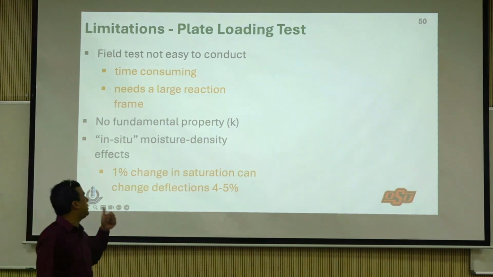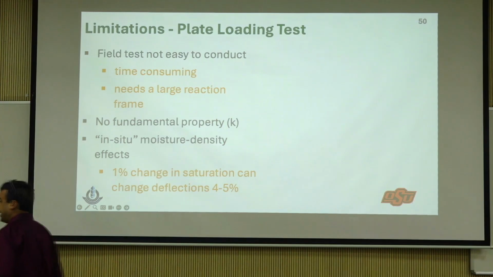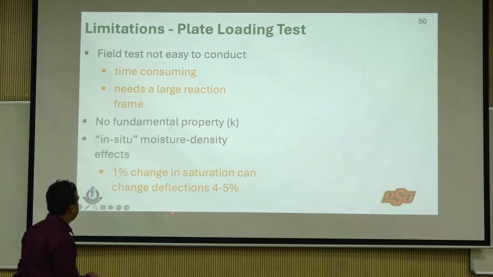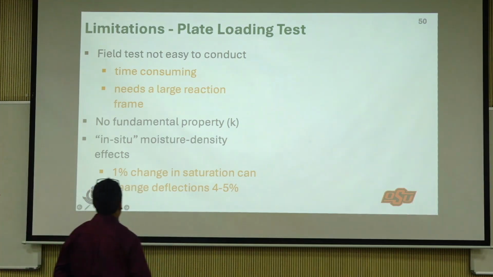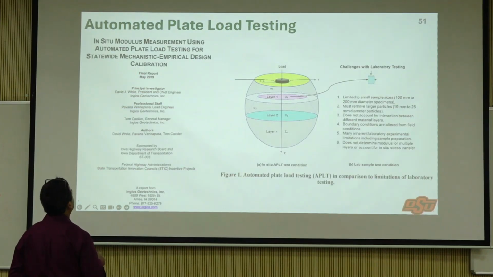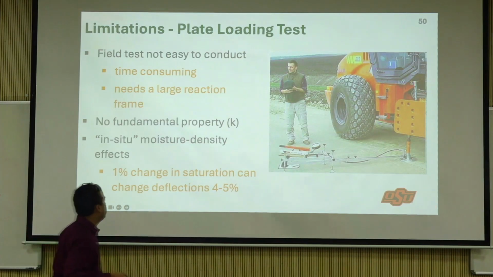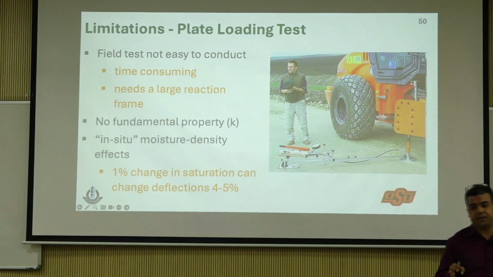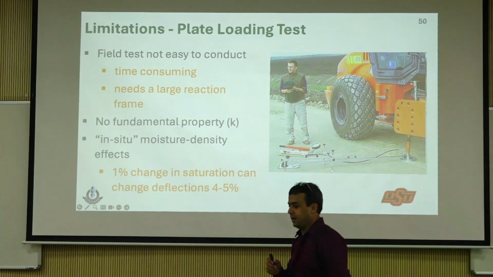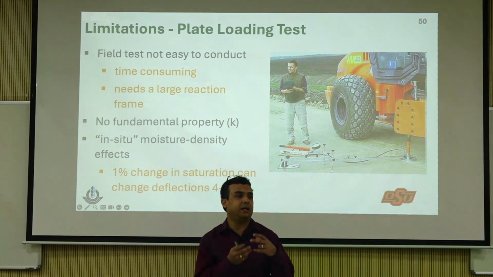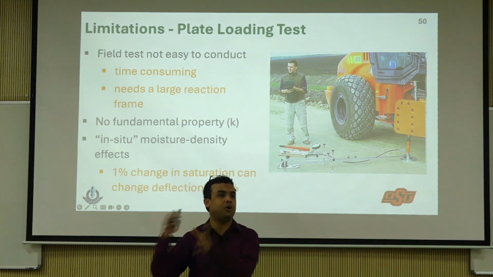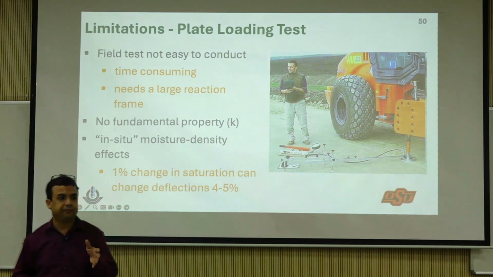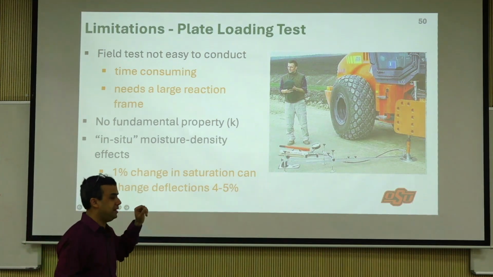Limitations: not easy to conduct, time consuming, needs a large reaction frame. Again, not a fundamental property. It is dependent on a lot of other things: plate diameter, saturation, and you have to really know that there is no plate bending happening. One more thing I wanted to highlight here is another very common approach, relating resilient modulus to modulus of subgrade reaction. There is a factor of 19.4 that they actually use. There is a reason why I had slides but deleted them, because we don't have time for all of that.